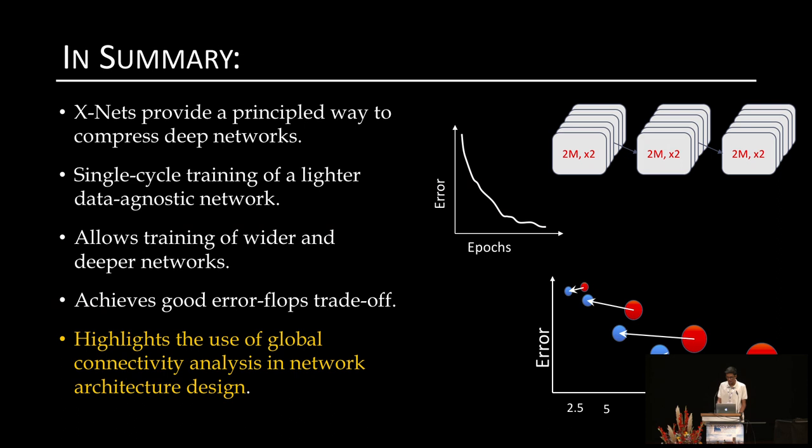In summary, XNets provide a prune-train method to compress deep networks. We train networks in one cycle and can now handle wider and deeper networks. We achieve good error-flop trade-offs. And the takeaway from this talk would be that global connectivity analysis is important and can lead to effective architecture design.